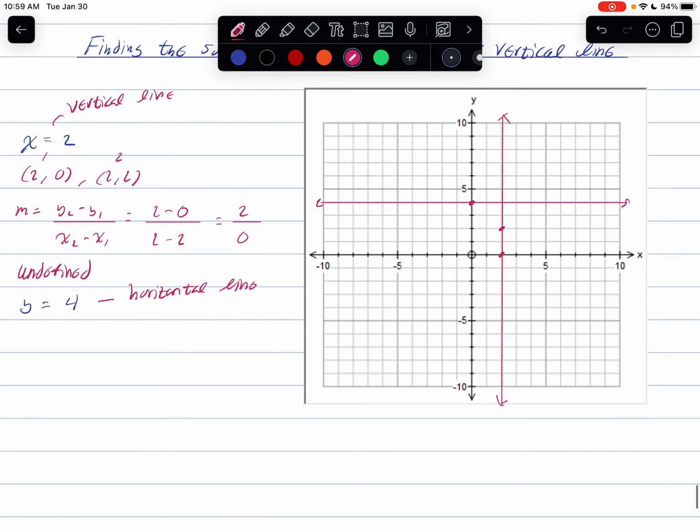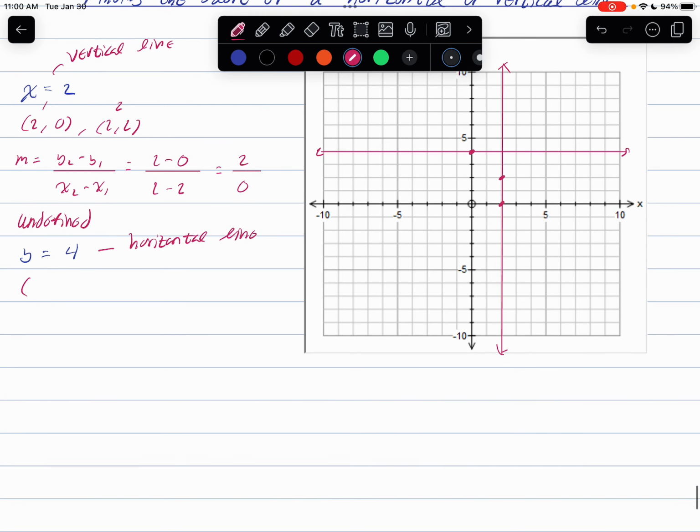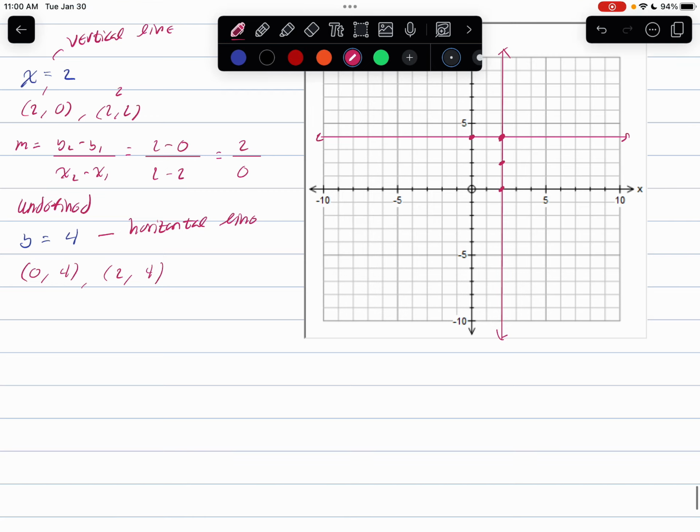Okay, well we're given the first point. We have the point where the x value is 0, but the y value is 4. But let's see if we can find another point. Maybe this one, where these two lines intersect. That's a pretty good point to choose, right? So the x value here is going to be 2, and the y value is going to be 4. So let's go ahead and see if we can find the slope.